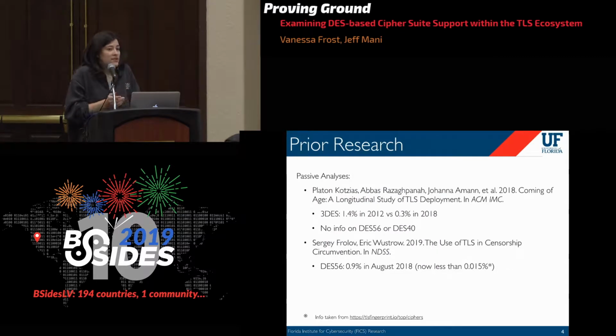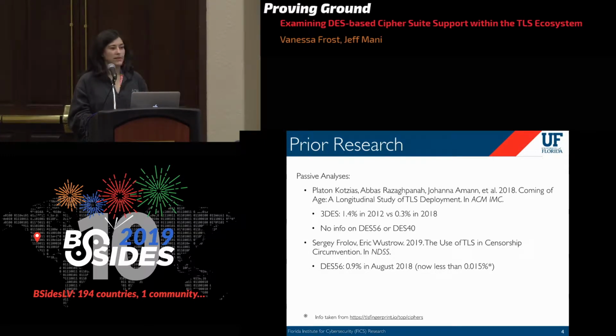We weren't the only ones curious about this. There is some prior research that looked at recorded connections from 2012. This first paper finds that 1.4% of connections are using triple DES. And it went down last year and only 0.3% of connections, which is great. We're going down, that's the direction we need to head.